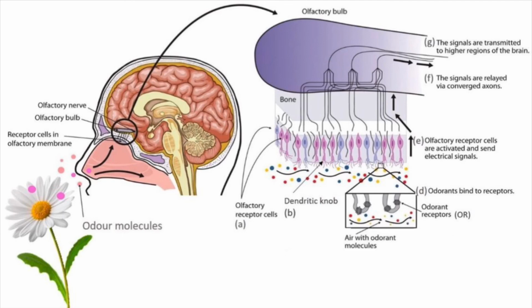Also, I don't really like this image, so I would recommend you to look at page 576 in your book. It's got a way better representation of this olfactory cilia and the structures involved with the smell sense.